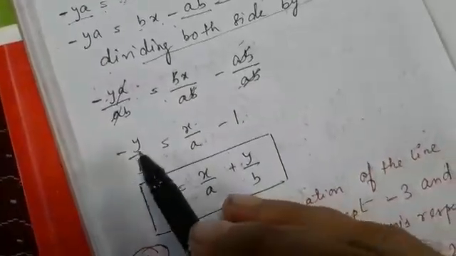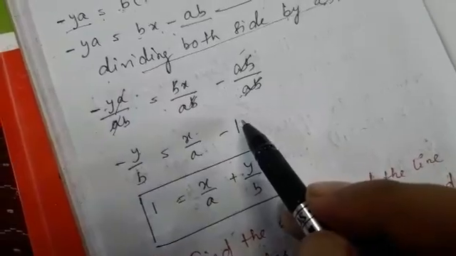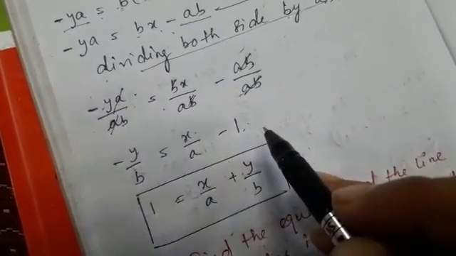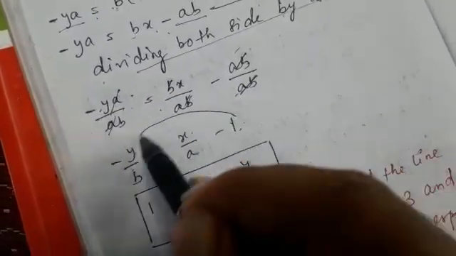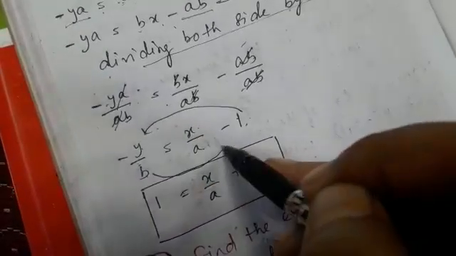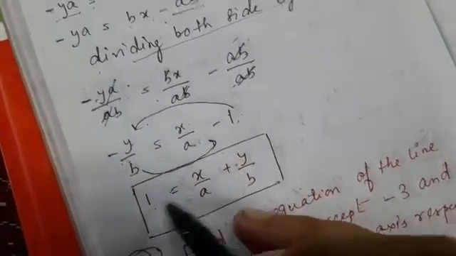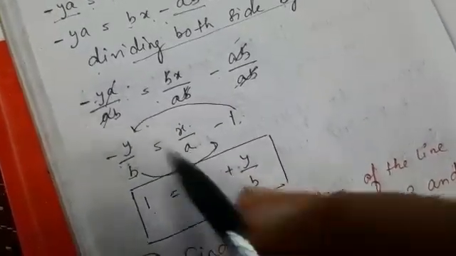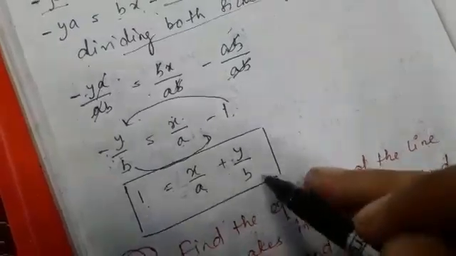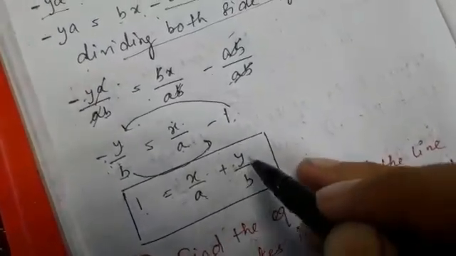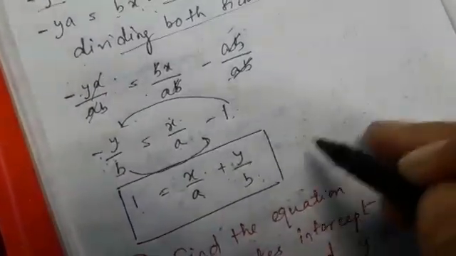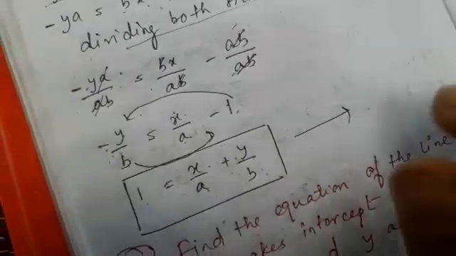Now you send this minus y by b to the right side of the equal to, and you bring this minus 1 over here and you send this y by a there. So minus 1 will come here and it will become plus 1 is equal to x by a, which is already there. You are sending this minus y by b there, so it will become plus y by b. So x by a plus y by b is equal to 1 is the equation of line in intercept form.